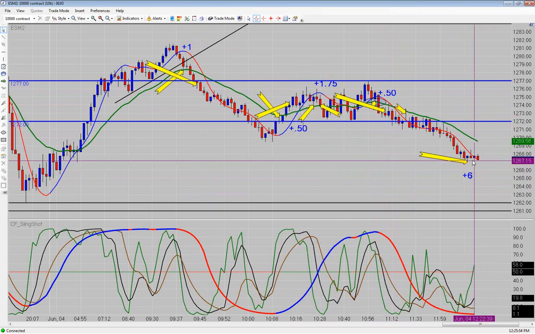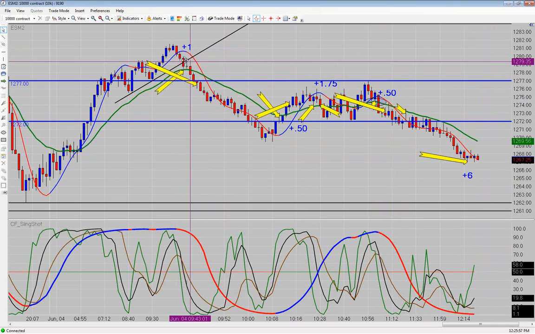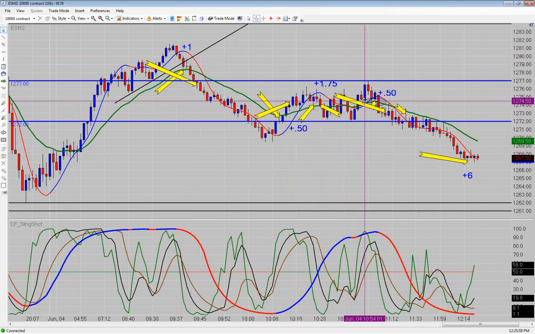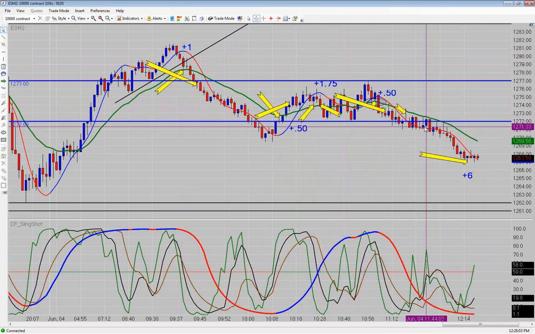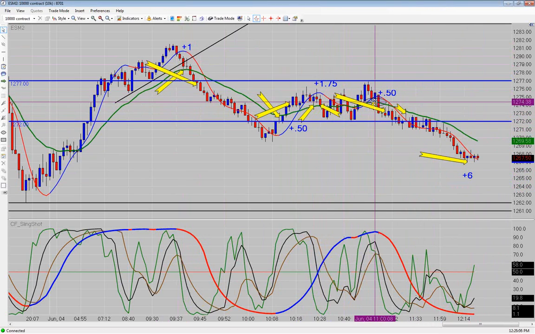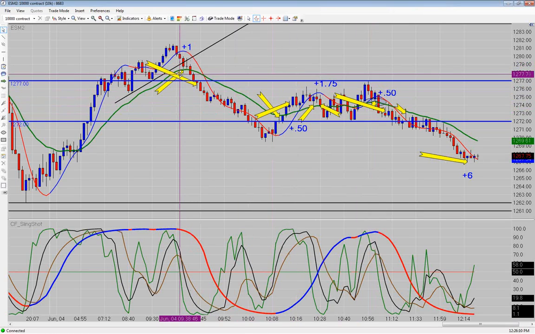Now, I took the 6 points on this one. I got stopped out on that one, and that one. And I took break even on that one. So this 6-tick gain here covered the stop out on that one, and that one. And yet somehow I'm down 4 ticks.